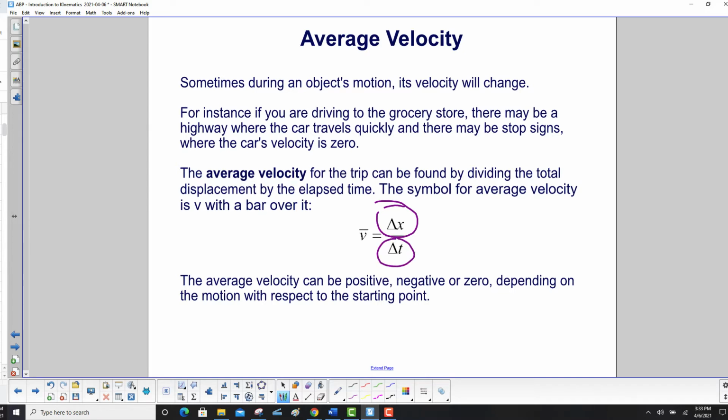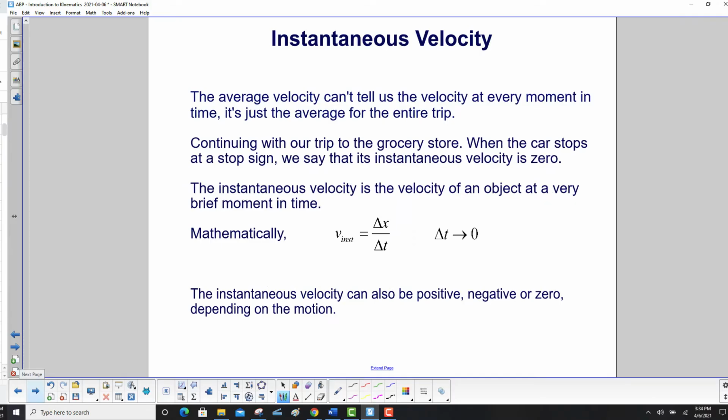The symbol for average velocity is v with a bar over it. The average velocity can be positive, negative, or 0, depending on the motion with respect to the starting point. The average velocity can't tell us the velocity at every moment in time. It's just the average for the entire trip.